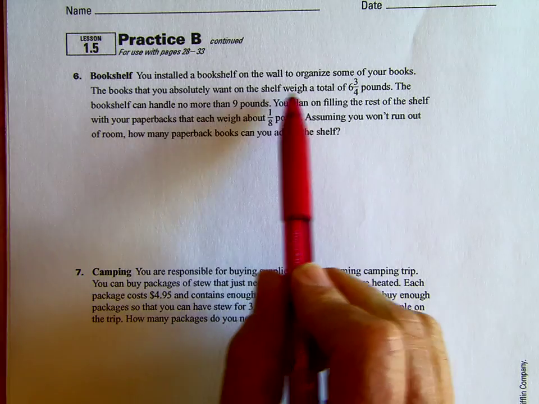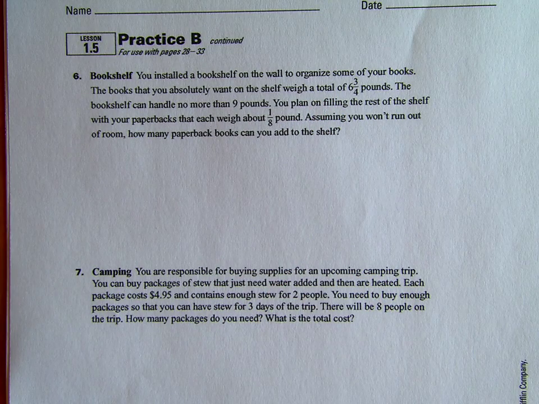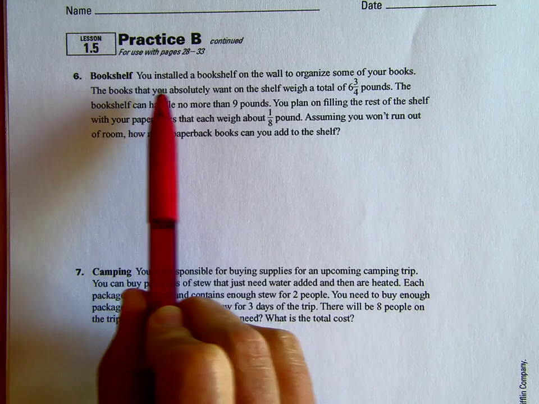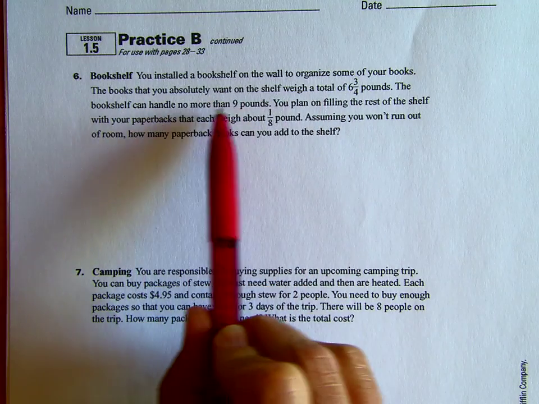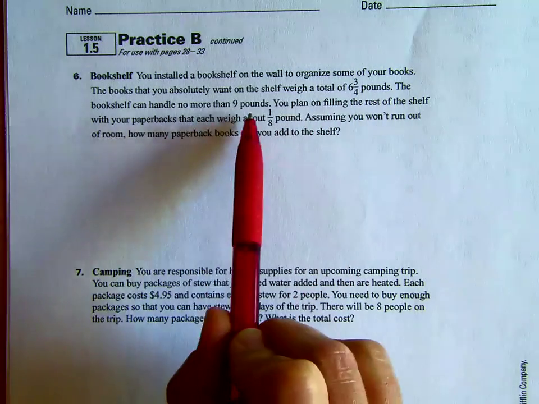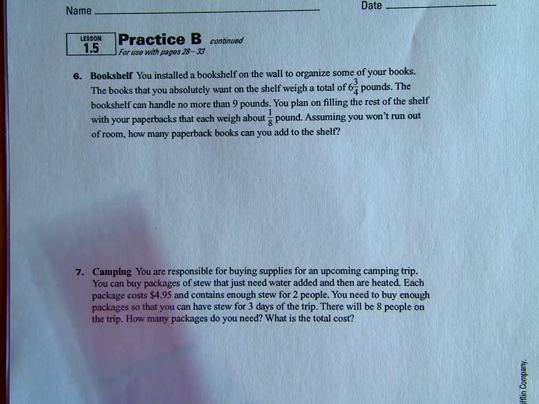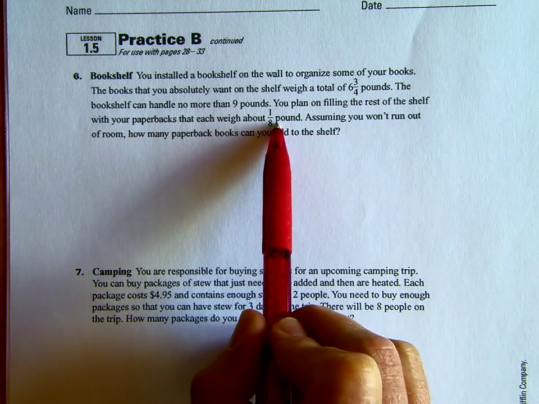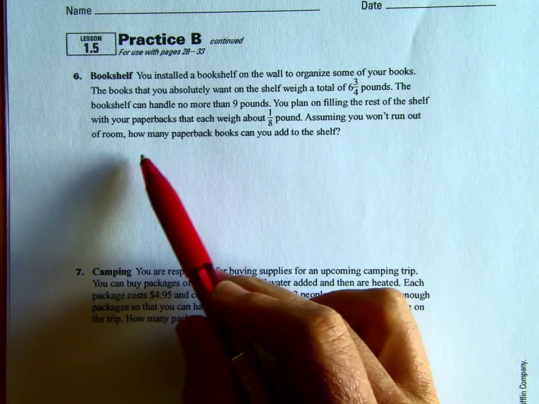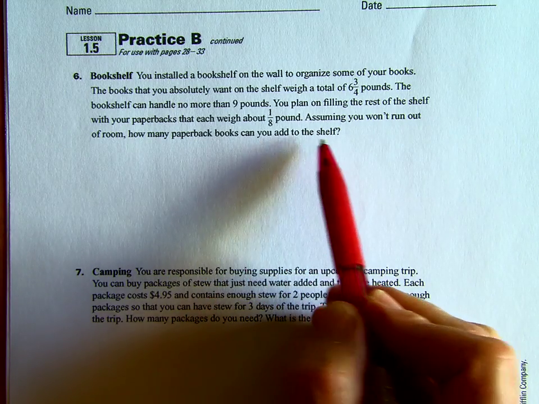You installed a bookshelf on the wall to organize some of your books. Again, it's telling you you don't need to solve the problem, but you could. Currently, you've got 6 3/4 pounds on there. The shelf can handle no more than 9. You want to fill it with paperbacks that each weigh about 1/8. Assuming you won't run out of room, how many books can you add to the shelf?